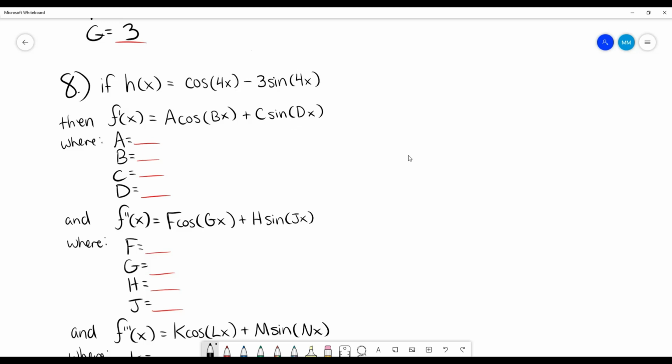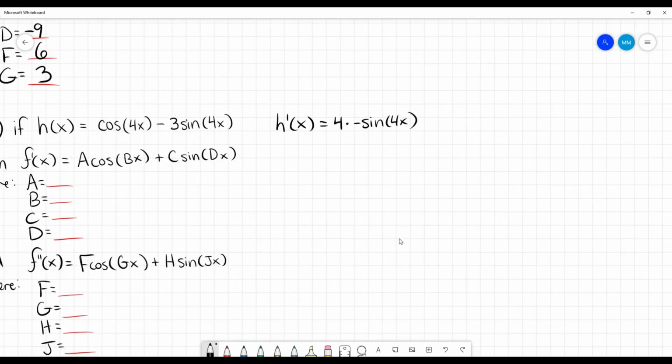So first, our h prime of x is going to be the derivative of this minus the derivative of this. Well, the derivative of cosine of 4x is going to be the derivative of cosine, then times the derivative of 4x, right? Because derivative of outside times the derivative of inside. So, the derivative of 4x is 4. Derivative of cosine is negative sine. So we've got one term down.